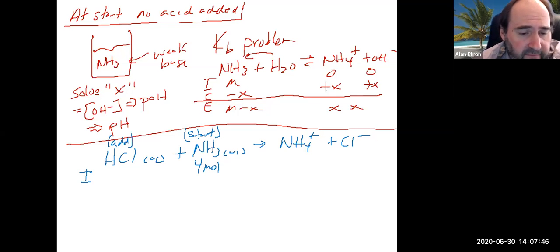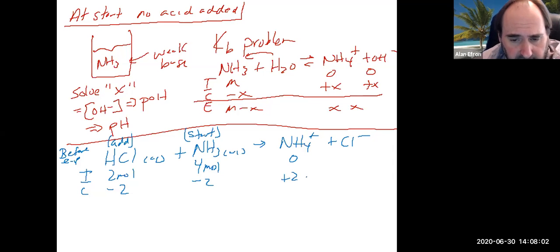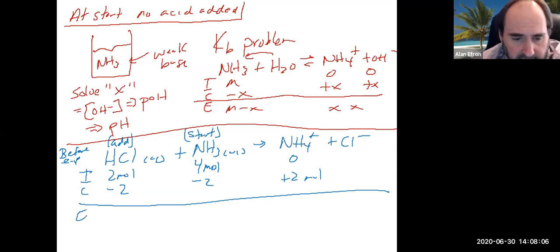So if I am before the equivalence point, what I am adding is less moles than what I started with. So we'll go with 2 moles that I made up. This would be 0. Change would be -2 in this case, -2 plus 2 moles, which means when you reach equilibrium, you got none of the HCl left over. You got 2 moles of this guy. You have 2 moles of this guy.